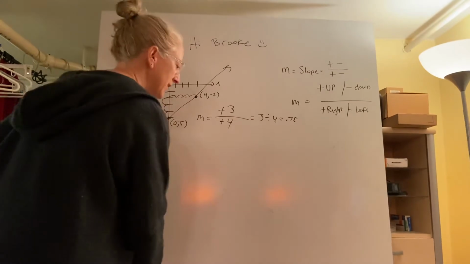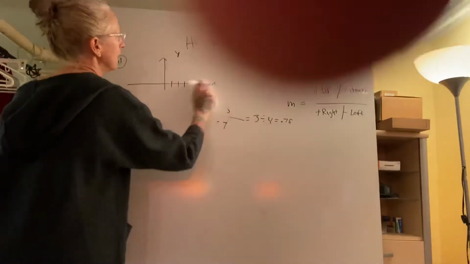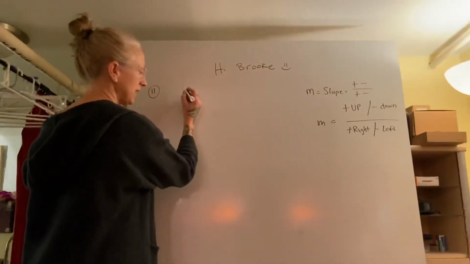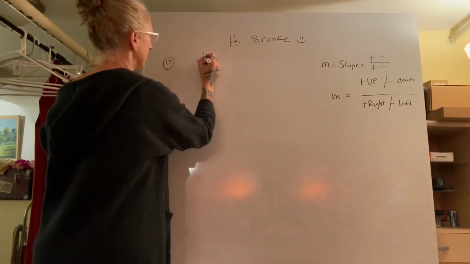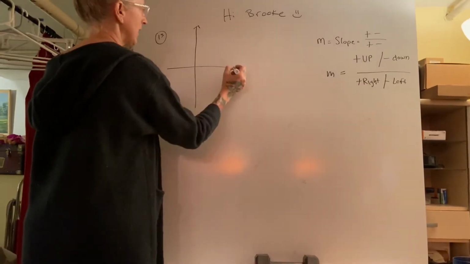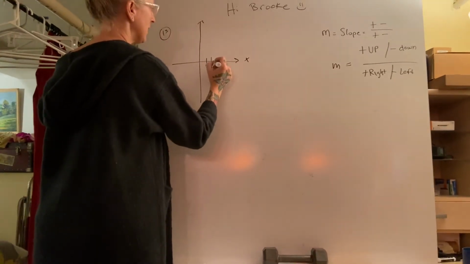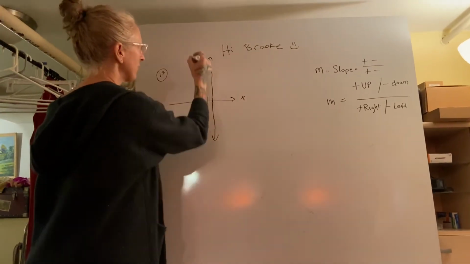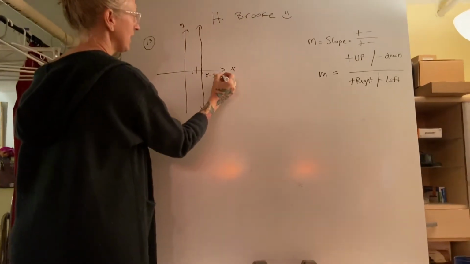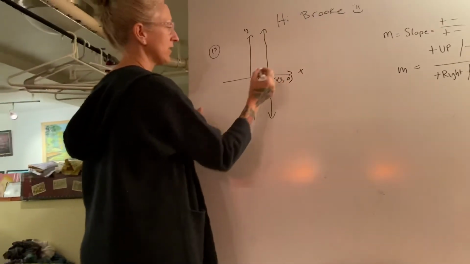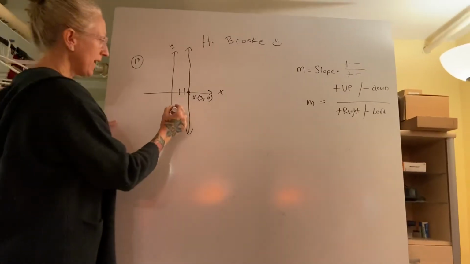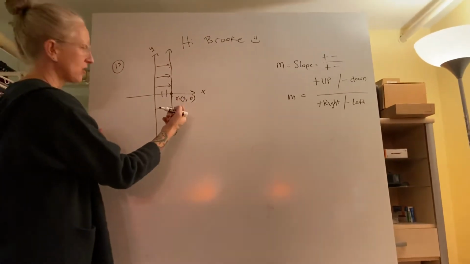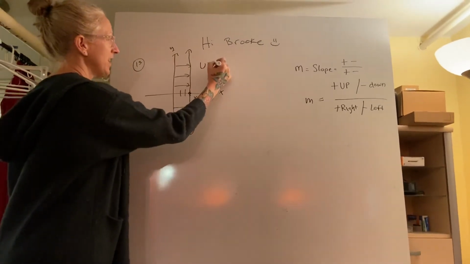All right, the next one is number 13, which is a little bit different. 13 is just a vertical line. And vertical lines have a special slope. This is just a vertical line at x equals 3, at the point 3, 0. And if you notice, the y value changes, but the x value is always 3. So in this case, the slope is undefined.